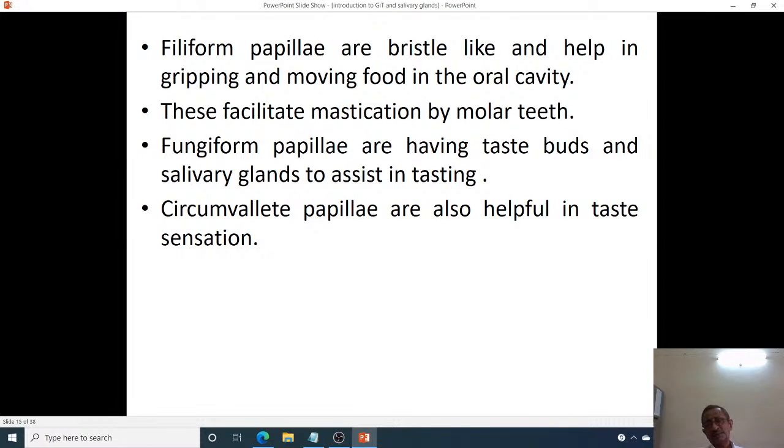The filiform papillae and fungiform papillae are arranged irregularly over the whole of the dorsal surface of the anterior 2/3 of the tongue, whereas the circumvallate papillae are arranged in front of the sulcus terminalis in a row. And of course, the filiform papillae are useful in gripping the food and in moving the food in the oral cavity, whereas the fungiform papillae and circumvallate papillae have taste buds such that they are helpful in tasting the food.